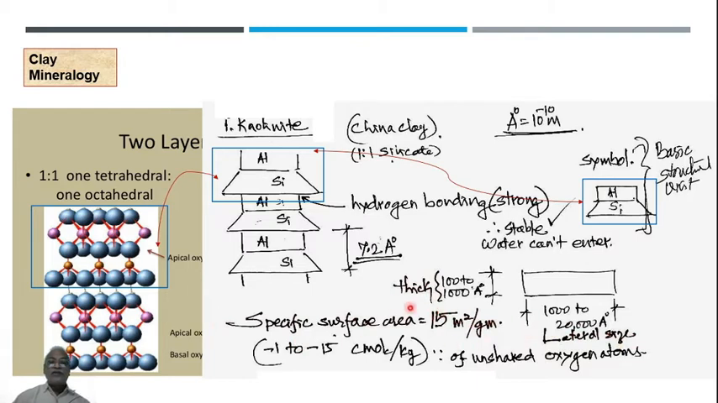Now here, the specific surface area, which I explained to you in the last class, is 15 meters square per gram, and it will have a negative charge on the surface of the order of -1 to -15 centimole per kg. Okay, so the point to be noted here is the specific surface area, that is 15 meters square per gram.